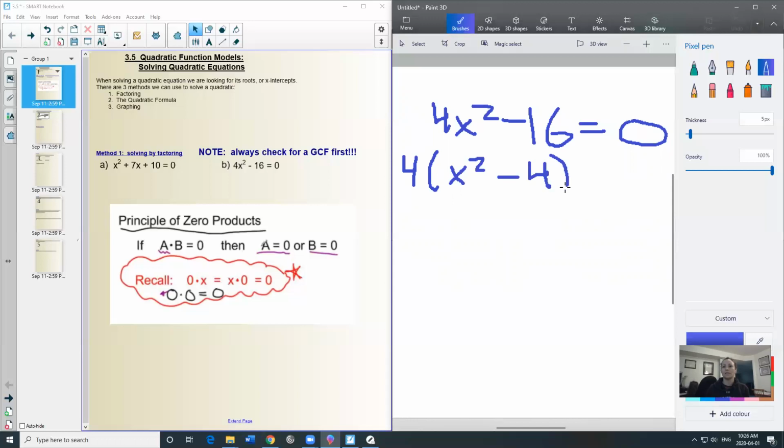This just gives us a lot of easier numbers to work with, and it reduces a lot of the work we'll have to do afterwards. Once you've got it common factored, look inside your brackets. You should realize that this is a difference of squares. So this would be x plus 4 and x minus 4.